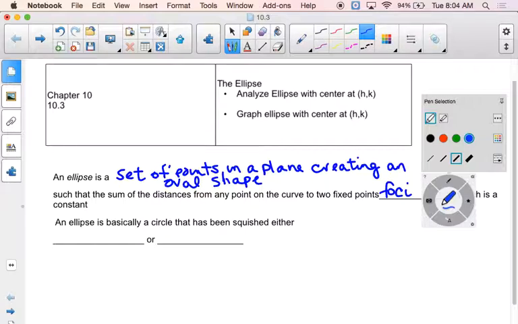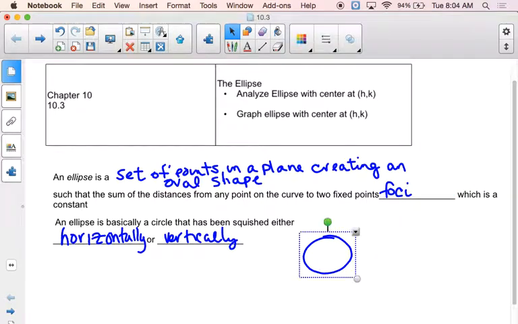So basically, an ellipse is a circle that's either been squished horizontally or vertically. Okay, so think about how if we start with a circle and then squish it, it'll become an ellipse.